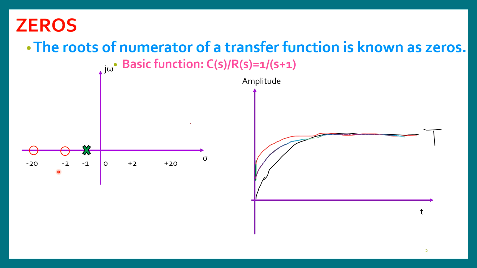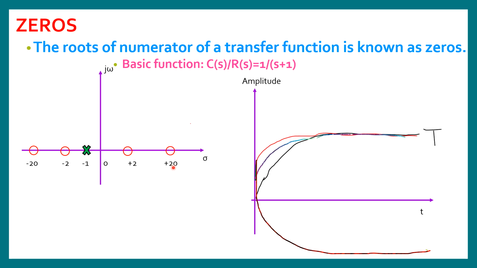Let us assume the zero is shifted to the right half. What would be the effect? Let us introduce a zero at s equal to 2. So the transfer function is (s minus 2) divided by (s plus 1). As it is s minus 2, the transient portion will start on the positive side, then afterwards it will cross the zero axis and move to the negative side. So it creates an undershoot. A zero on the right half will create an undershoot.